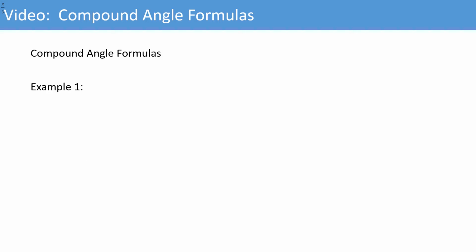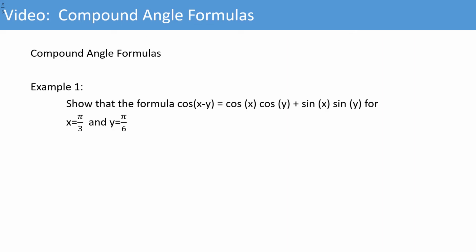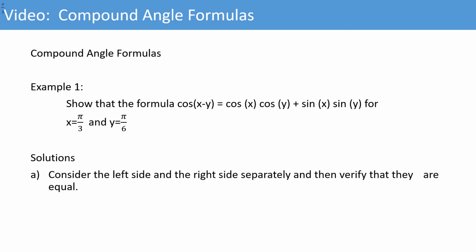Now, we're going to take a look at an example. Show that the formula cos of x minus y is equal to cos x cos y plus sine x sine y for x equal pi over 3 and y equals pi over 6. How are we going to do this? Consider the left side and then the right side separately, and then verify that they are equal.